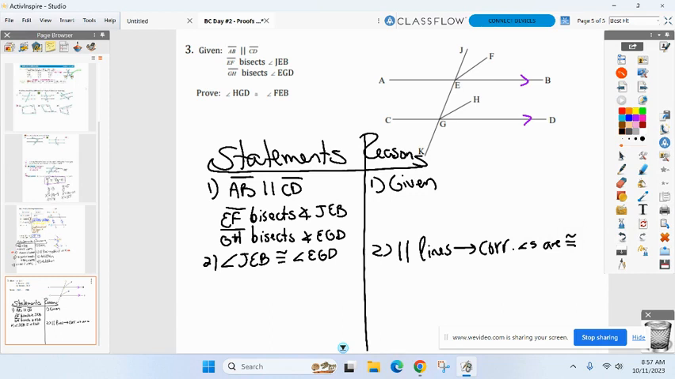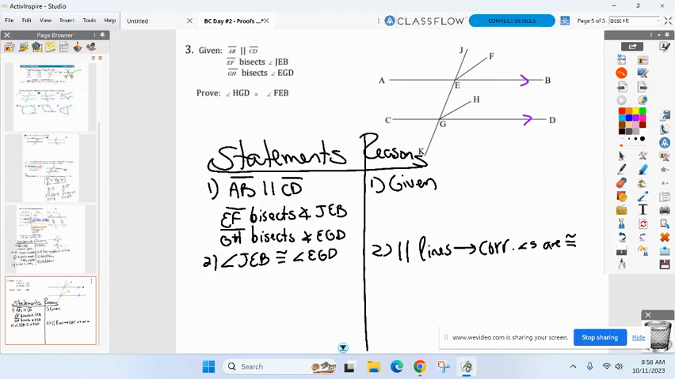All right, let's see if we remember anything from Unit 2. Step 3 isn't going to be HGD and FEB are equal, halves of equal quantities. I'm still missing something I didn't tell you. Anybody know what I still need to show before I say the halves of equal quantities are equal? Lexi, you think you got it? You have to show that you're cutting them in half.